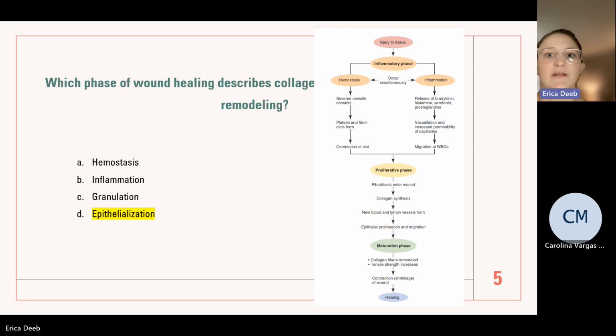For B, inflammation, this is when those macrophages are going to be coming to the area. You're going to have the release of that histamine and all of the complement factors that come with that. White blood cells are going to migrate, vasodilation, all those things. And then granulation, that's when the fibroblasts are going to come to the wound, and that's where they'll form collagen. So where they're breaking down and remodeling, that is going to be after the granulation. And the granulation occurs during the proliferative phase.